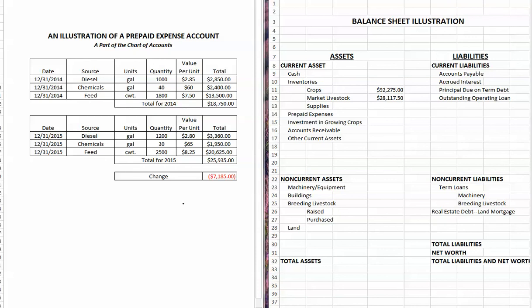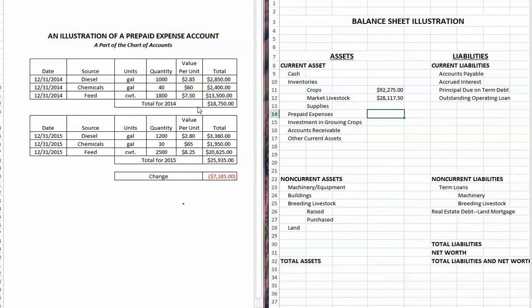This illustration is to show how the prepaid expense account in the chart of accounts will link to a balance sheet. So in this illustration, on the balance sheet, we're going to be interested in this cell right here that corresponds with prepaid expenses. Over on the left is the prepaid expense account from the chart of accounts that was shown to you earlier. When you looked at this earlier, you also know these totals were not here. That was part of the exercise for you to multiply and get the totals for each year.